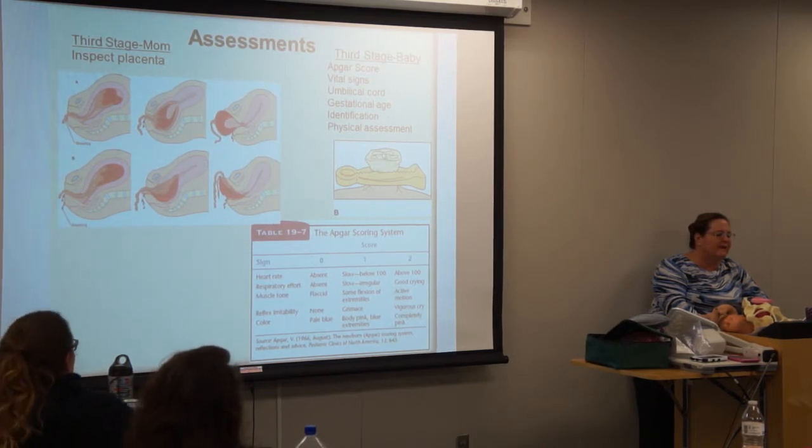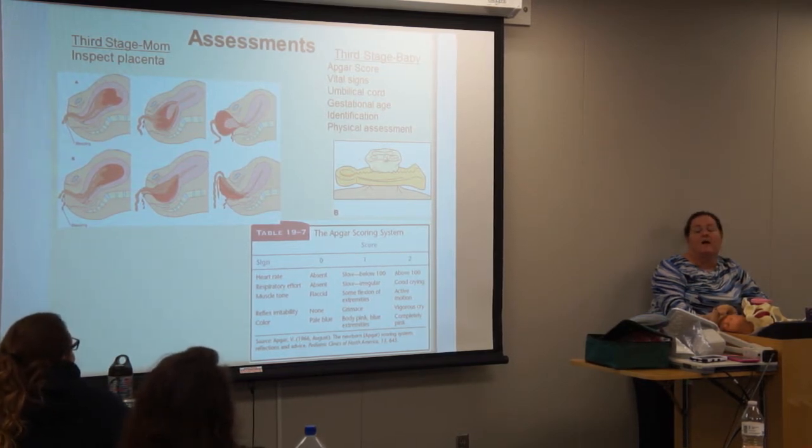Two arteries and one vein. You remember that by the acronym AVA, A-V-A, 2 arteries, 1 vein. Where does the oxygenated blood pass through? The 2 arteries. Look how big it is, right?